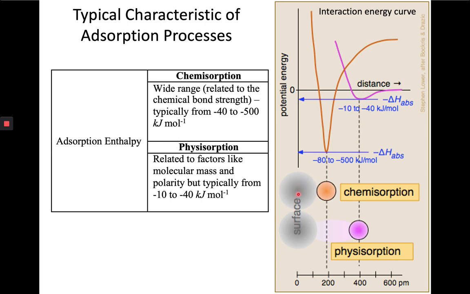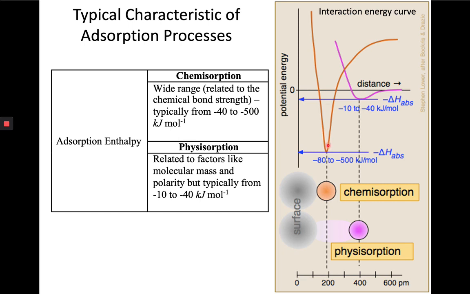If you can see here, chemisorption adsorbs at a shorter distance than physisorption. That means chemisorption involves short-range bonding, while physisorption involves long-range bonding, as discussed in the previous slide. Okay, the depth of the well represents the adsorption enthalpy, or delta H adsorption.